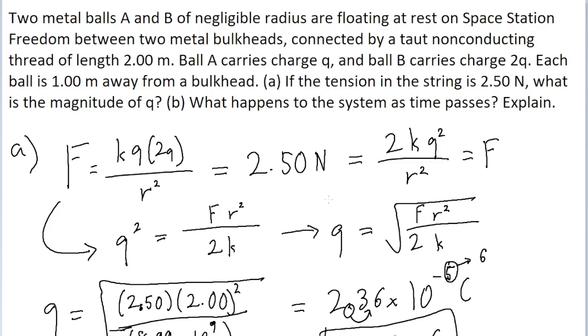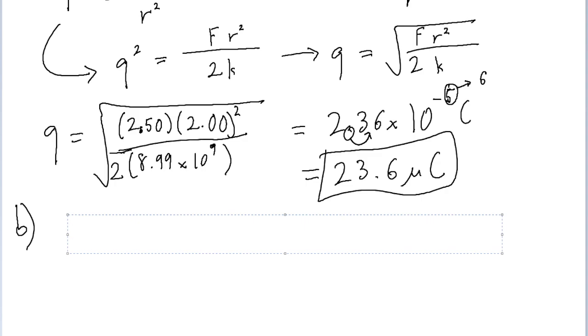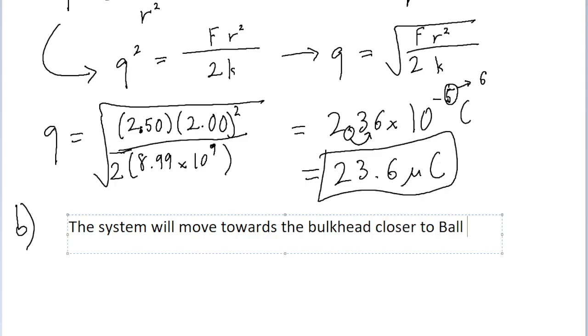So the charges from ball A and B will be inducing opposite charges in the bulkheads, creating an attractive force in either direction. But what's really important here is that since ball B has a charge with a greater magnitude than the charge of ball A, this means that the attractive force between ball B and one of these bulkheads is going to be stronger. And if the strongest attractive force is between ball B and the nearest bulkhead to ball B, then the way this system will change over time is that the system will slowly move towards the bulkhead that was closer to ball B to begin with. So, therefore, the answer to what will happen to the system over time is that the system will move towards the bulkhead closer to ball B.